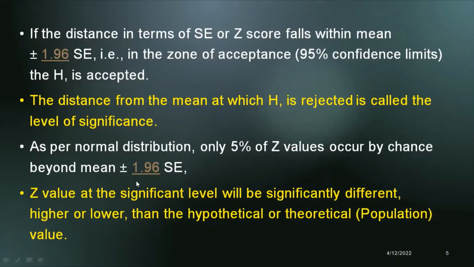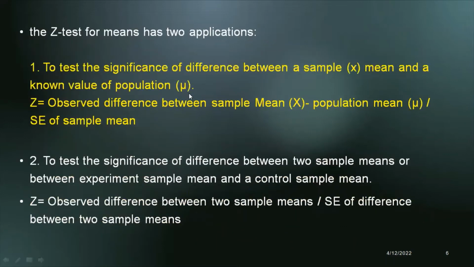So for Z value, mean plus minus 1.96 standard error is the confidence limit or the zone of acceptance. So Z value at the significance level will be significantly different, higher or lower. So here you can prove whether the intervention is significantly different, or whether the intervention is better or inferior to the sample observation than the hypothetical or theoretical population value. So the Z test for means has two applications.